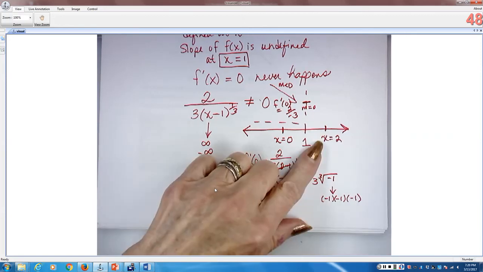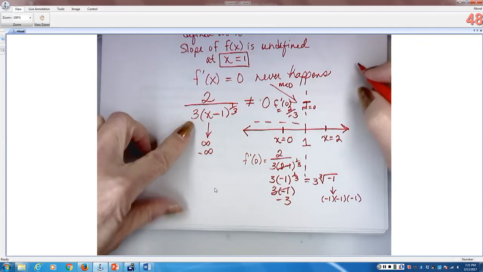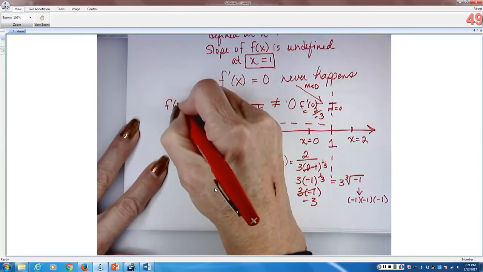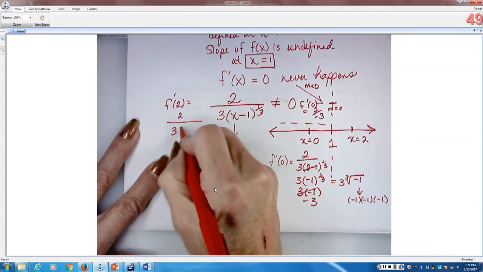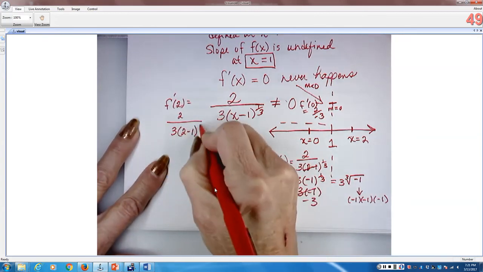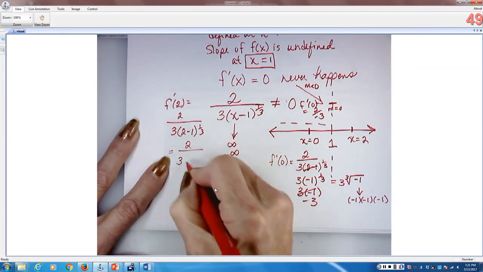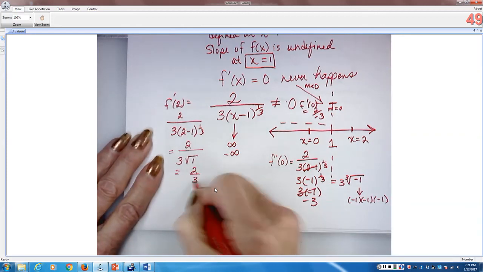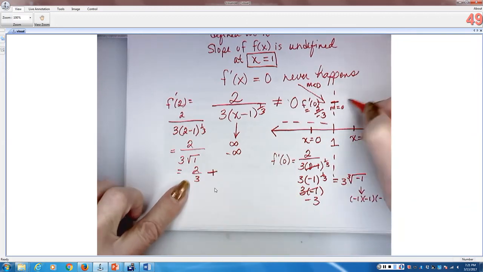So then the next thing we say is, okay, well then it must be going to go uphill after that. But we have to verify it anyway. So we're going to plug in 2. I'm going to scoot over a little bit so I can work over here. F prime of 2 is 2 over 3 times 2 minus 1 to the 1/3. And that's 2 over 3 times the cube root of 1, which is 2 over 3 because the cube root of 1 is just 1. And that's positive. So yes, it goes back up.